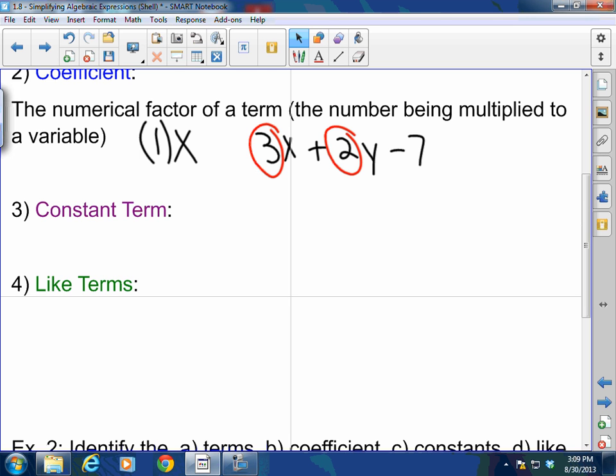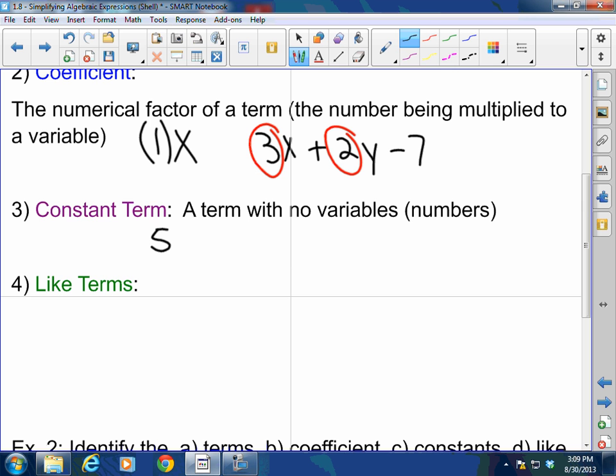A constant term, think about the word constant. A constant term is just a term with no variables. It's just numbers. So if I gave you 5x plus 2y minus 12, the negative 12 would be the constant because it has no variables attached to it.